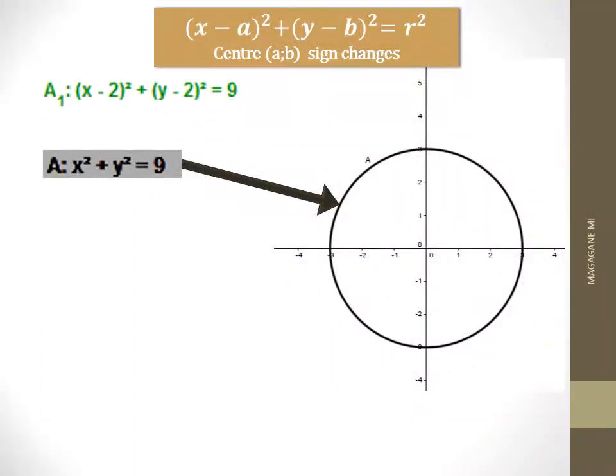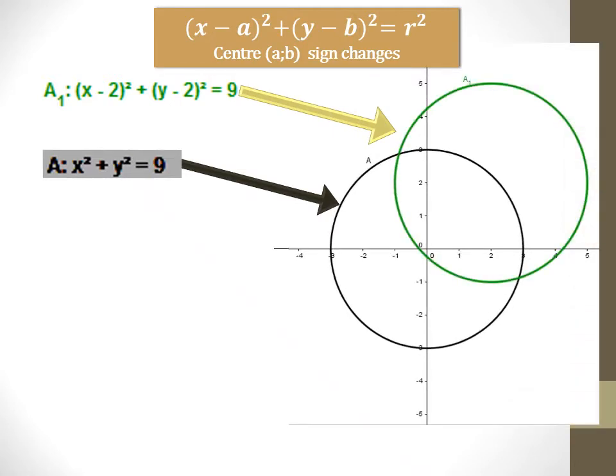Now let's look at this equation: (x - 2)² + (y - 2)² = 9. This time our a is 2 and our b is 2. So we want to see the graph. The graph has shifted to the right by 2 units and up by 2 units. So the center of the new circle is (2, 2).